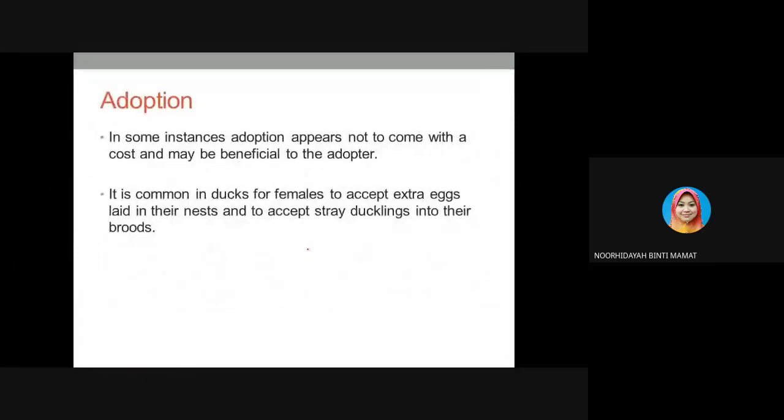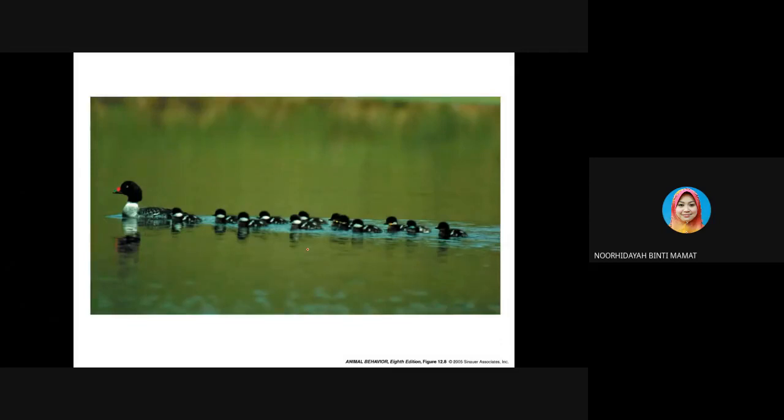So in some instances, the adoption appears not to come with a cost and may be beneficial to the adopter. It is common in ducks for females to accept extra eggs laid in their nests and to accept stray ducklings into their broods, because the adoption doesn't have any cost, and it can also give a benefit to their brood. So this is the ducks.